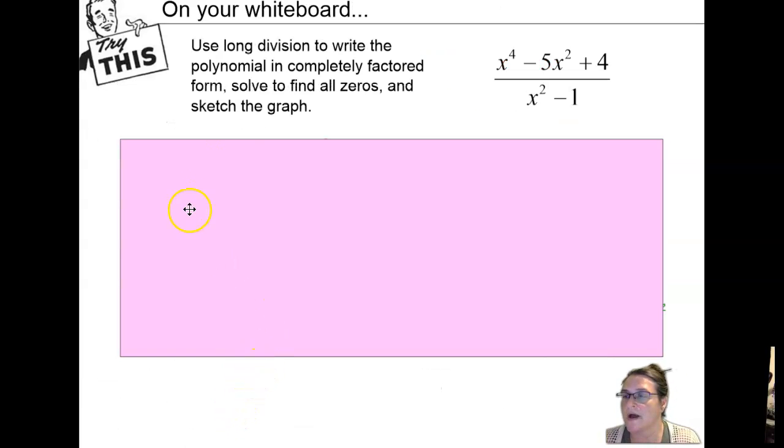Okay, so on some scratch paper or on your dry erase board, go ahead and try this problem on your own, and then when you're ready to go over it together, you can resume the video.